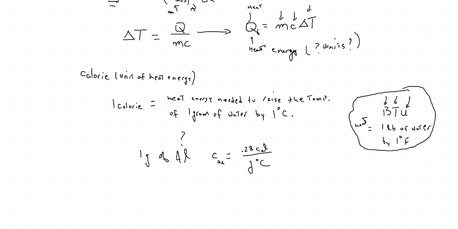So this number means it only takes 0.28 calories of heat to raise the temperature of 1 gram of aluminum by 1 degree Celsius. See, it doesn't take as much as for water, okay? Magnesium would be 0.37 or some other number. So every substance has its own specific heat capacity, okay? All right.